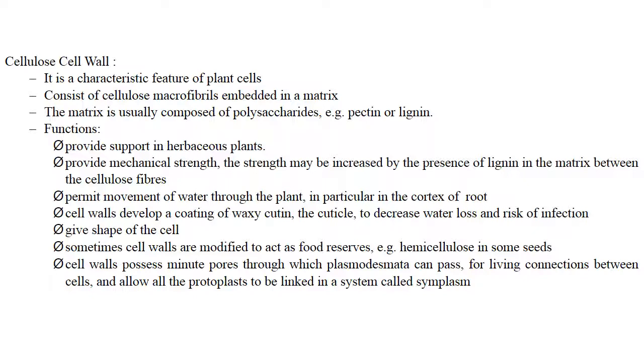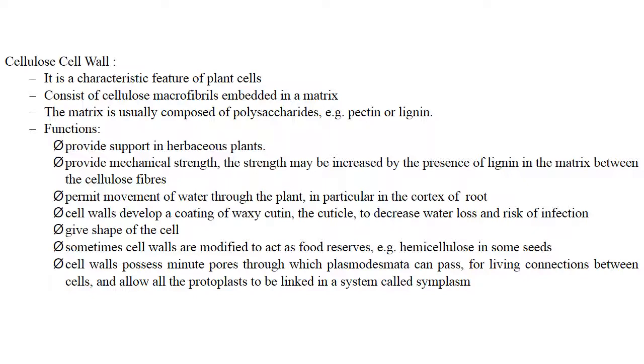It permits movement of water through the plant, in particular in the cortex of the root. Cell wall develops a coating of wax cutin, the cuticle, to decrease water loss and risk of infection. It gives shape to the cell. Sometimes cell walls are modified to act as food reserve, for example hemicellulose in some seeds.